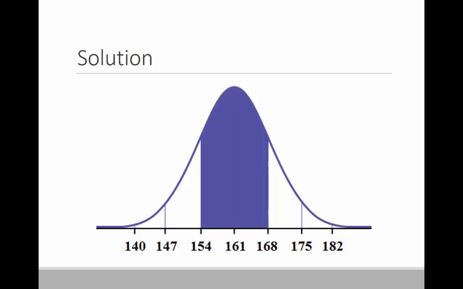Hopefully we can recognize this is within 1 standard deviation of the mean. So by the empirical rule, we can conclude that roughly 68% of the women are between 154 and 168 centimeters in height.